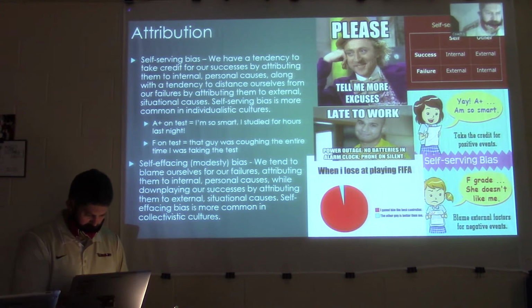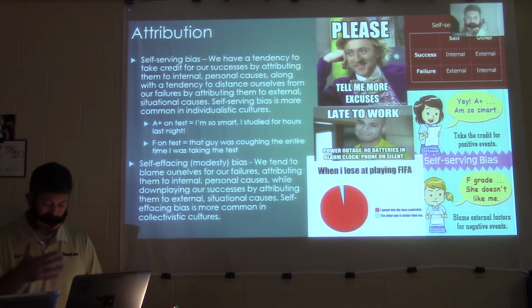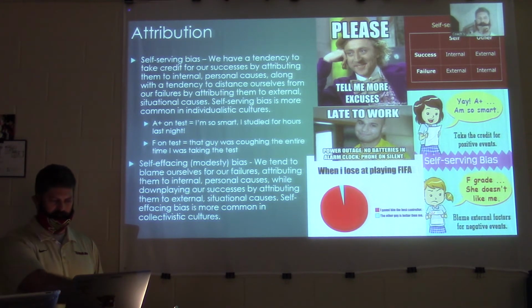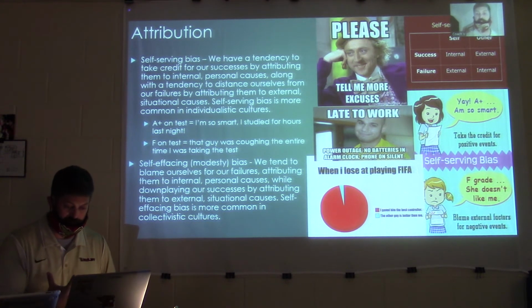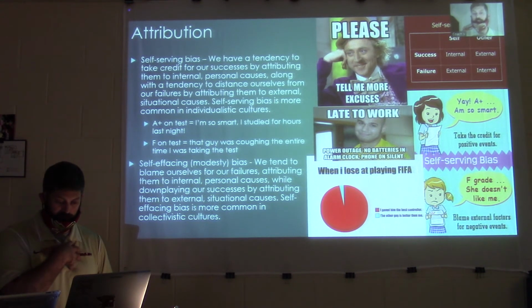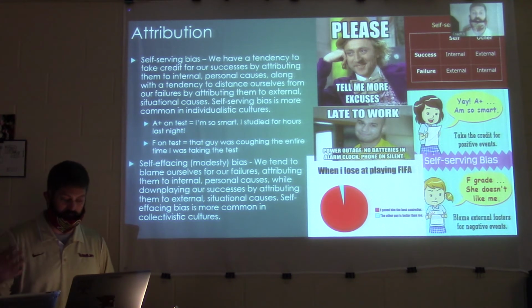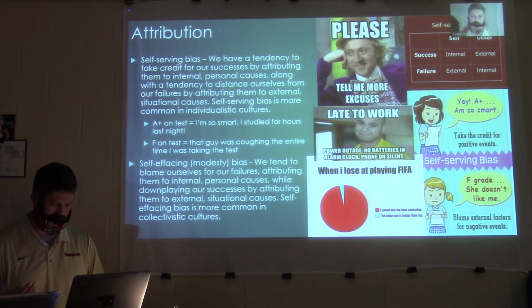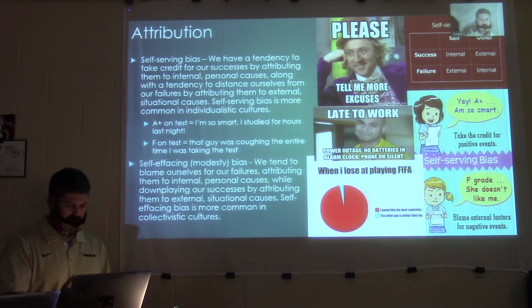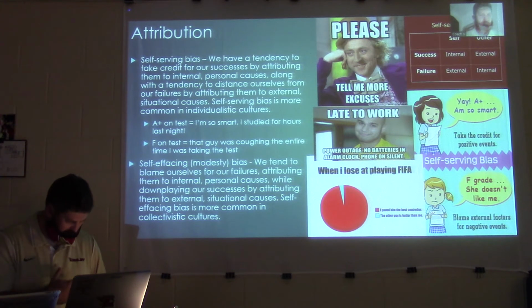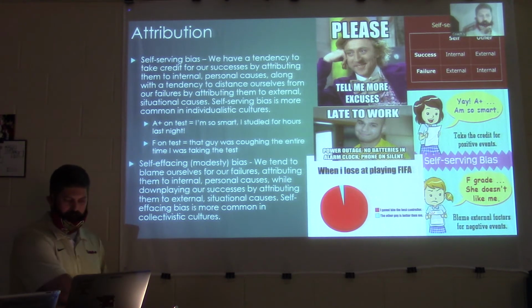Self-serving bias. Then self-effacing bias, which is called the modesty bias. Let's just say self-serving bias happens in individualistic cultures, which is the United States, right? And self-effacing, the modesty bias, happens in collectivistic cultures, where the group is more important than the individual. So in the self-effacing bias, we tend to blame ourselves for our failures, attributing them to internal personal causes, while downplaying our successes by attributing them to external situational causes.